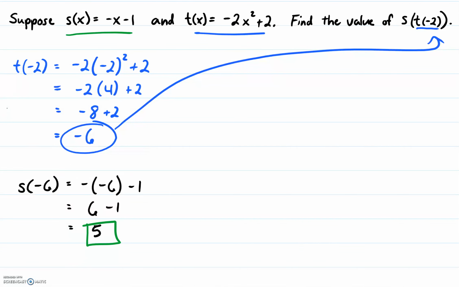So s of t of negative 2 is the same thing as finding t of negative 2, getting a number, and then plugging that into s, and then getting a number.